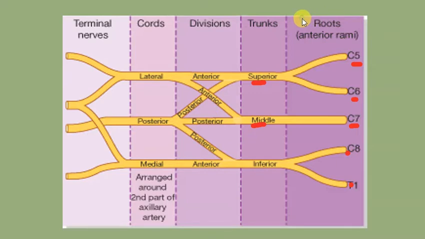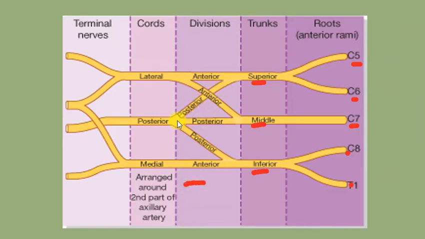So from roots we have trunks. From C7 you form the middle trunk, and from C8 and T1 you form the inferior trunk. Now from the trunks, each trunk has two divisions, anterior and posterior. Look at this column of divisions.